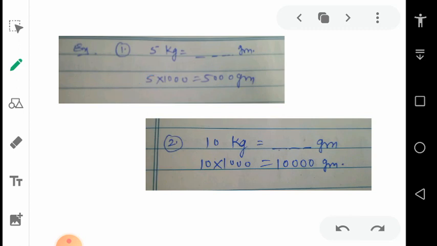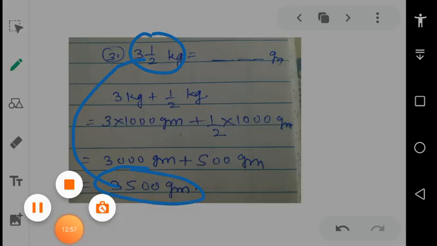Now the questions may be of the type fill in the blanks or MCQs. It doesn't matter. The only thing is that you remember all the formulas, and basically there are two formulas. First is converting kilogram into gram, and second is converting gram into kilogram. So here are a few questions.